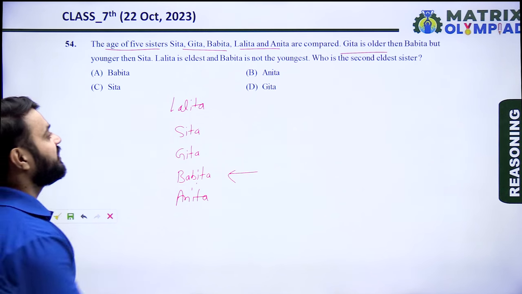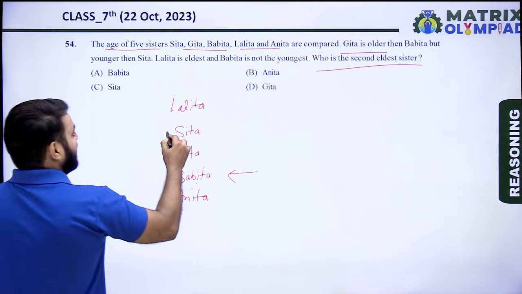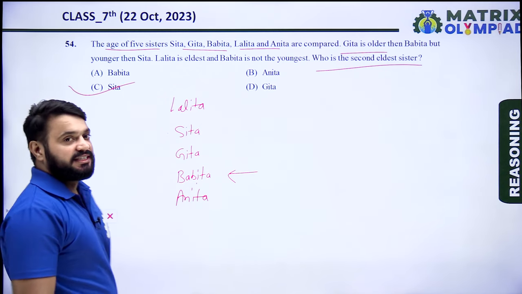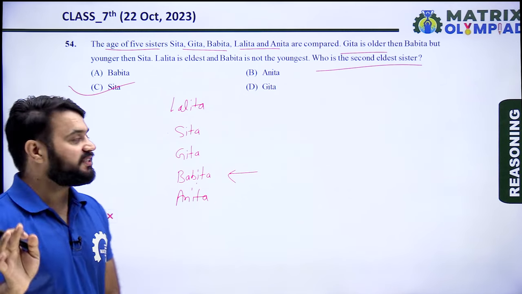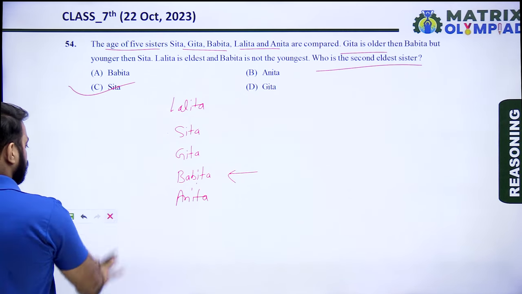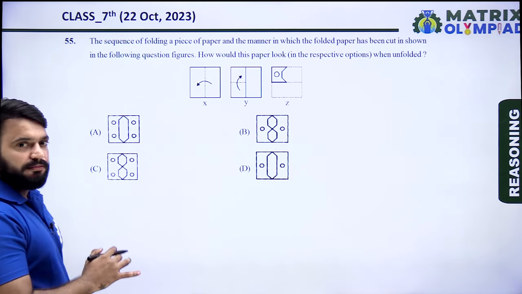So who is the second eldest sister? Sita is the second eldest sister. So option C is the correct answer of this question. So let's move on to the next question. Question number 55.